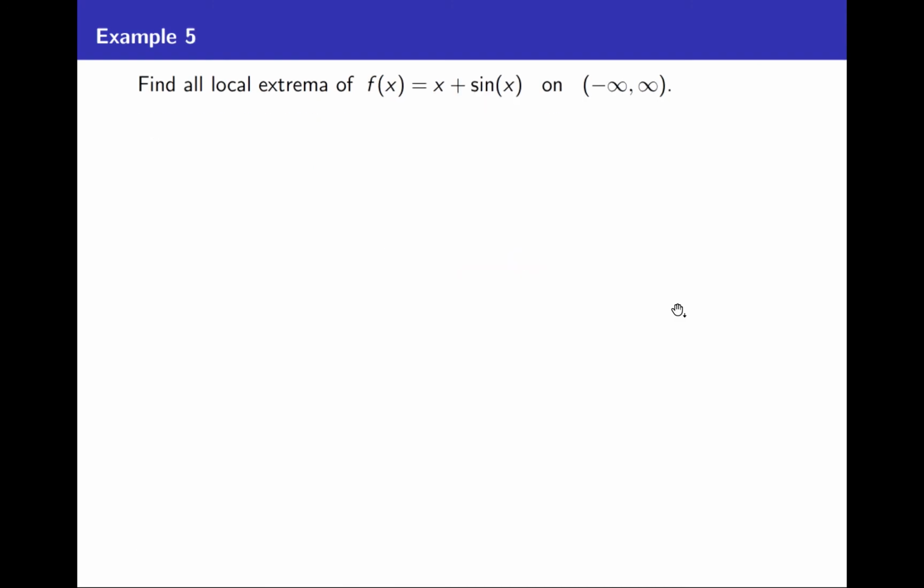New example. Let's find all the local extrema of f of x equals x plus sine x on the interval from negative infinity to infinity. Well, we pretty much know how to do this now. We want to first of all find the critical points and then apply the first derivative test. To find the critical points, we have to compute the derivative. F prime of x equals 1 plus cosine x. There are no values of x that make that undefined, so we set it equal to 0. And so we have to solve the equation 1 plus cosine x equals 0, which means cosine x equals minus 1.